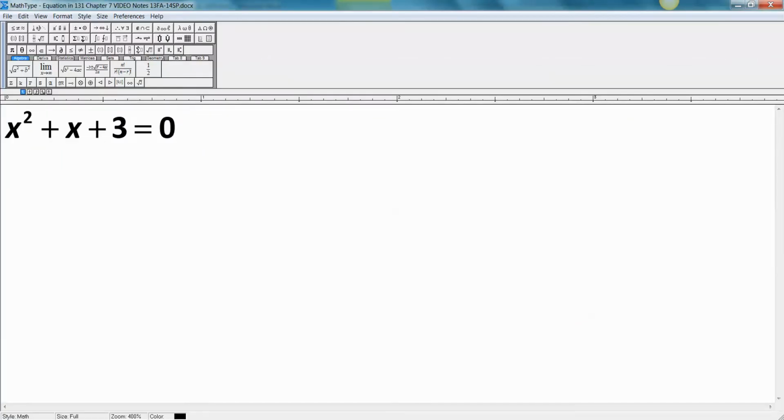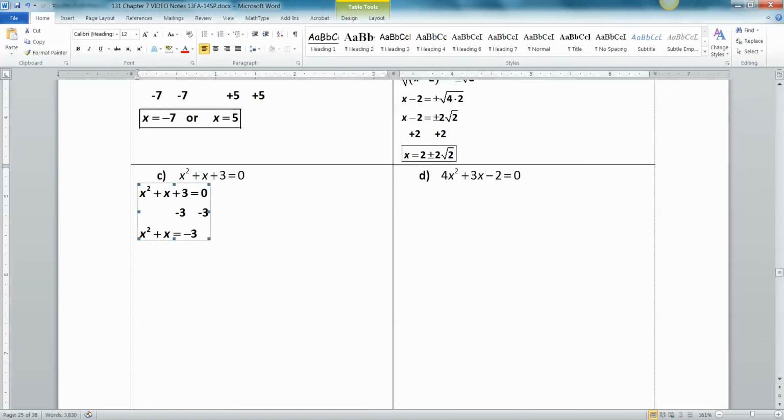So what we're going to do first is subtract 3 from both sides, because completing the square does not want it to be equal to 0, unlike the quadratic formula and factoring. So I have x squared plus x equals negative 3. All right, then we want to complete the square. So we want to figure out what number I could add to both sides.